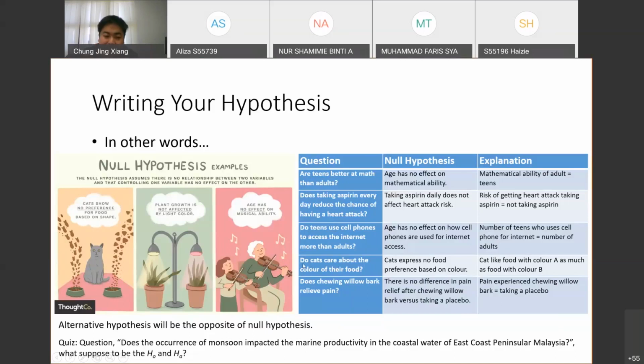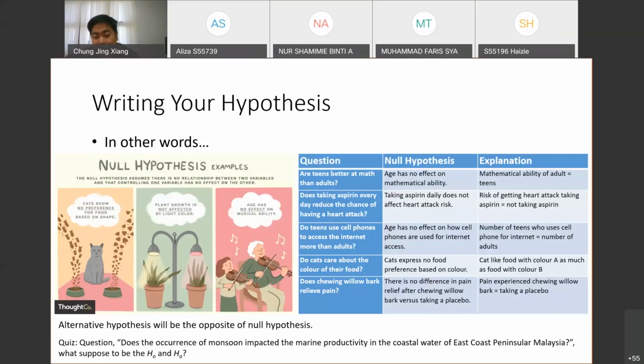Like this one, cats. I know a lot of people like cats, so let's talk about cats. Do cats care about the color of their food? This is the question you want to ask: do they care about their food color? So when you write H0, it becomes cats express no food preference based on color. This means the cat likes the food equally regardless of the color.